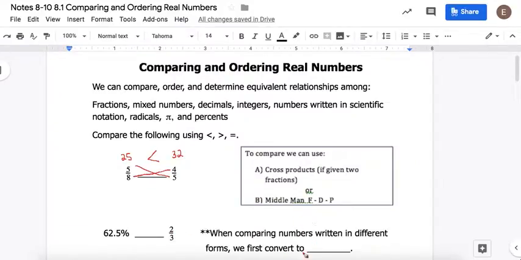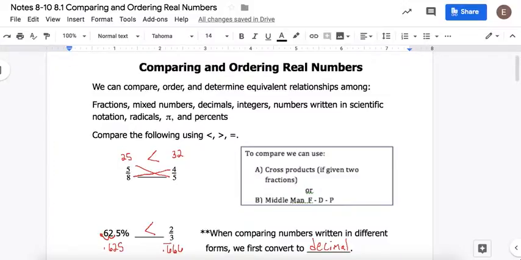Okay, when comparing numbers written in different forms, we first convert to decimals. Or we could convert to percents. Some of you might be more comfortable converting to percents. That's up to you. So 62.5%, to change a percent to a decimal, remember we move it 2 to the left, put the decimal right here. So it's 625 thousandths. And this one, 2/3, if I type it in, I get 0.6 repeating. So when I fill in the numbers here, I'm going to fill in sixes, not zeros. And 625 thousandths is clearly less than 666 thousandths.